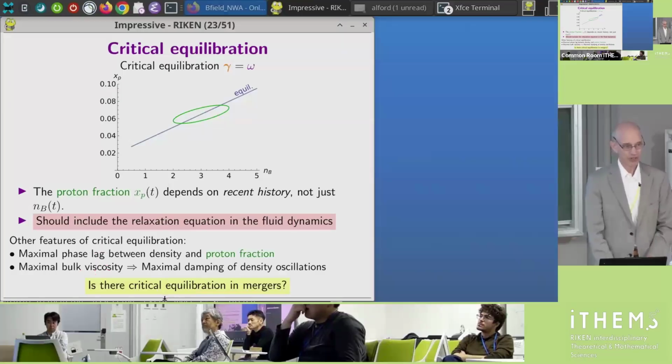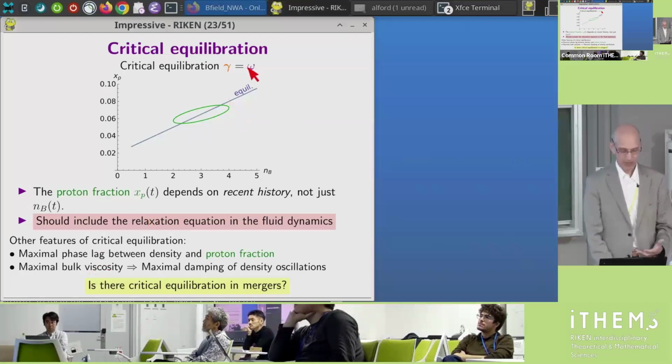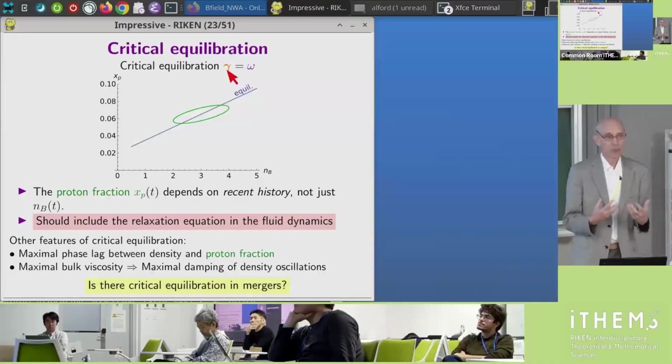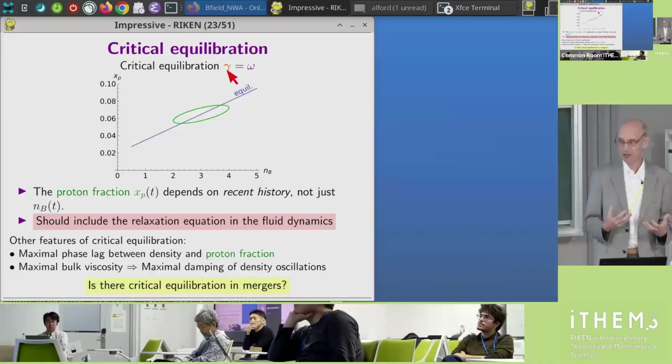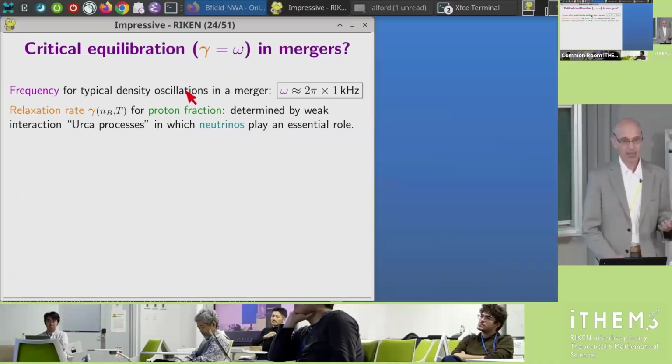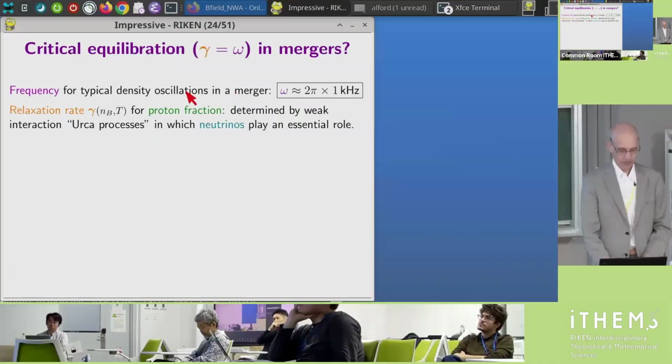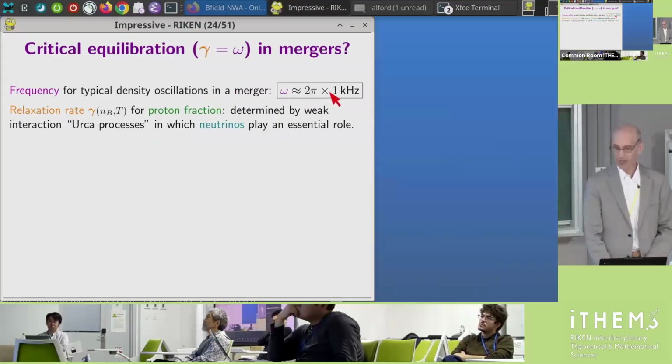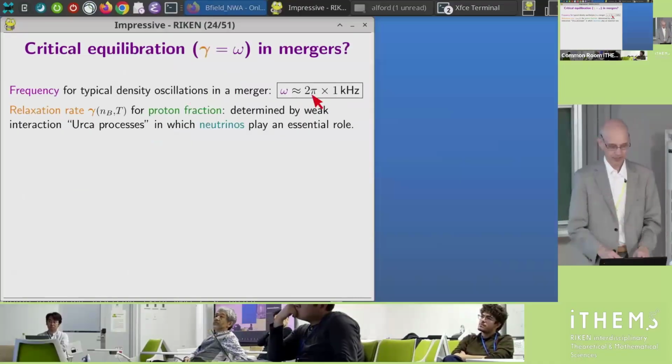But firstly, let's just answer, is there critical equilibration in mergers? Do we actually get this situation where the frequency of the applied density oscillation is comparable to the innate property of the material, which is how fast it can equilibrate its proton fraction? Are those timescales similar? Remember we saw in that simulation data that the typical frequency for a density oscillation is about 1 kilohertz. So the angular frequency is about 2 pi times 1 kilohertz. So we got that number. We need to get the other number.